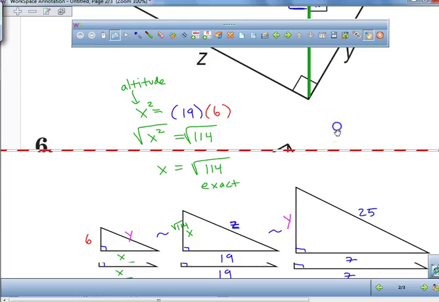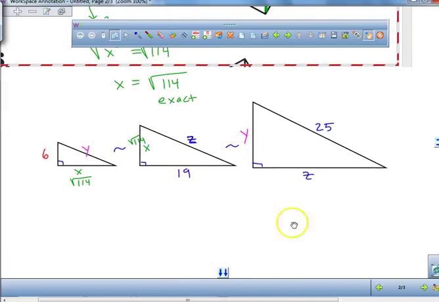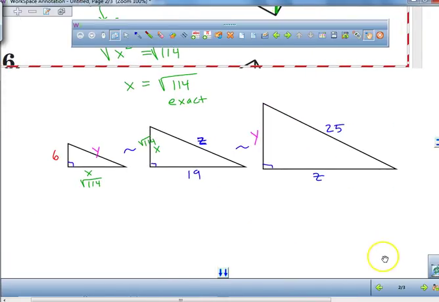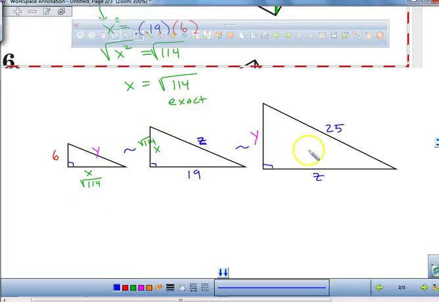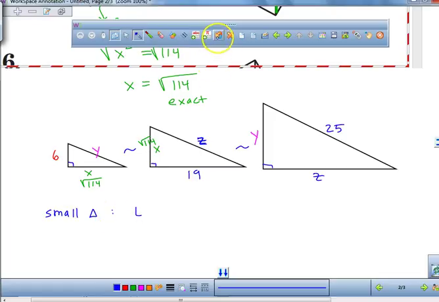Okay? All right, so let's look at these triangles right here. Now, what we're going to do is compare the small triangle to the large triangle. So what I'd like you to do on your paper or in your journal, put small triangle. We're going to compare that to the large triangle. So write this down. Small triangle to large triangle. I'll explain why we're doing it. Okay?